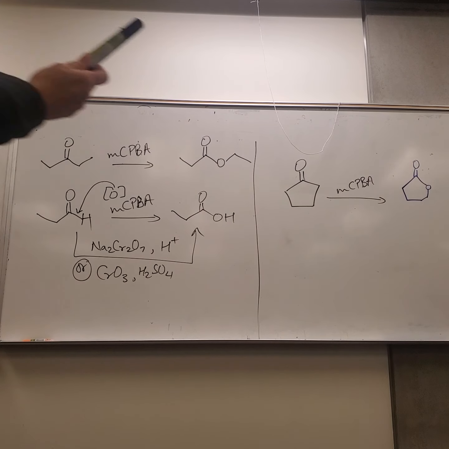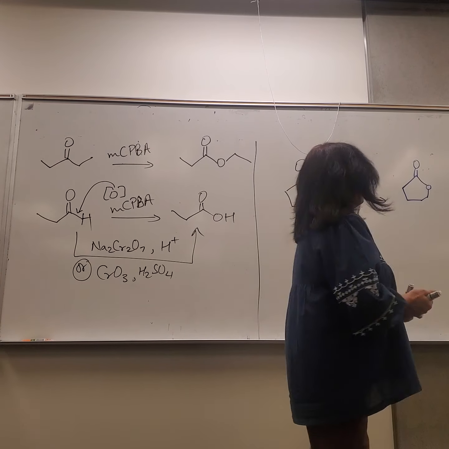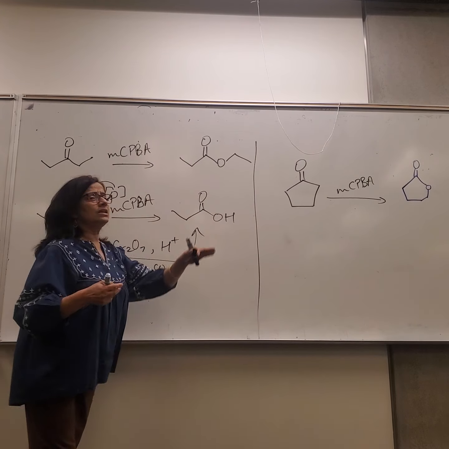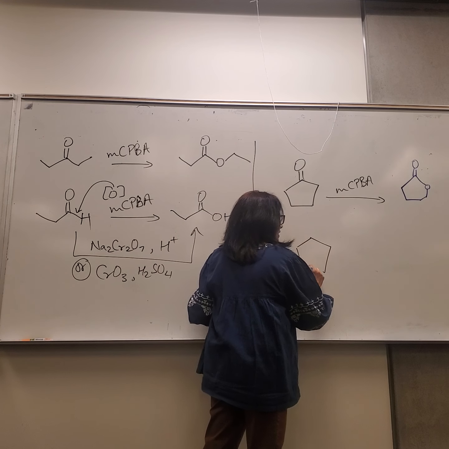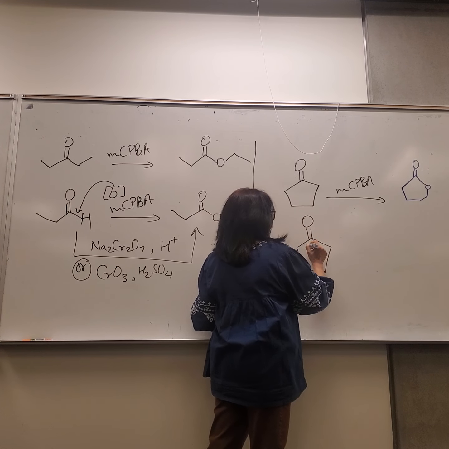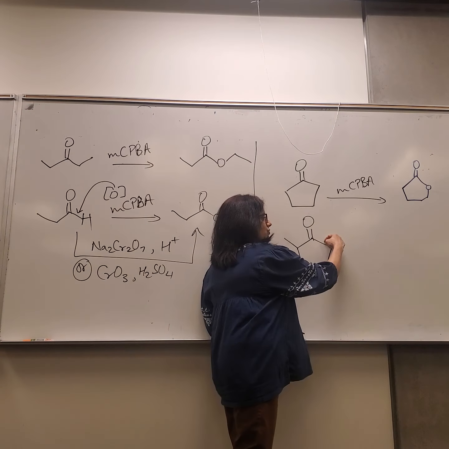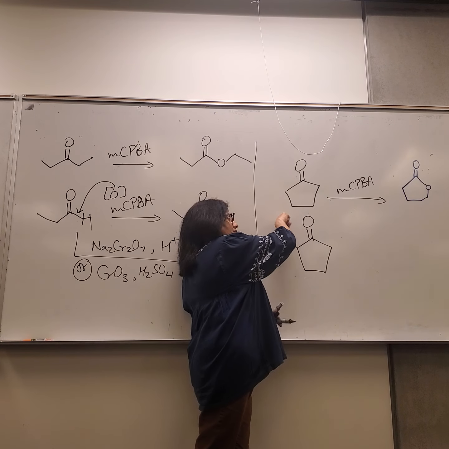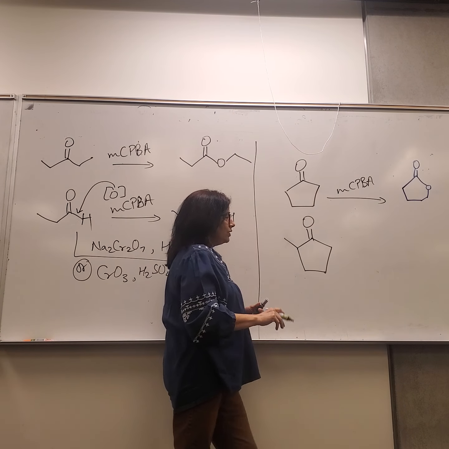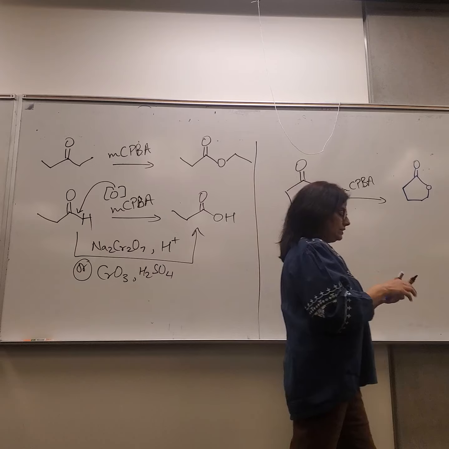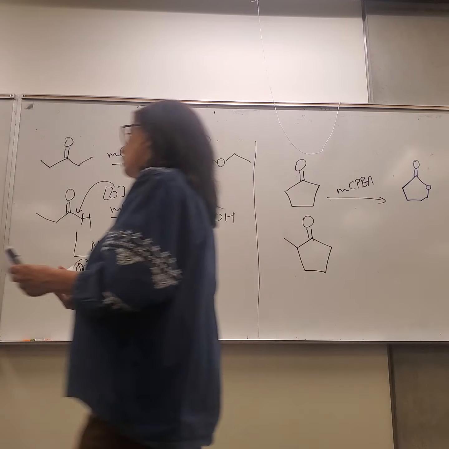Everybody agrees? Everybody okay? Now, so far I've chosen symmetrical ketones, but what if it's an unsymmetrical ketone where you could get different products depending on where the oxygen goes? If the oxygen goes here, you get one product, but if the oxygen goes on that bond, you get a different product. So there is a selectivity here in terms of where the oxygen would go.